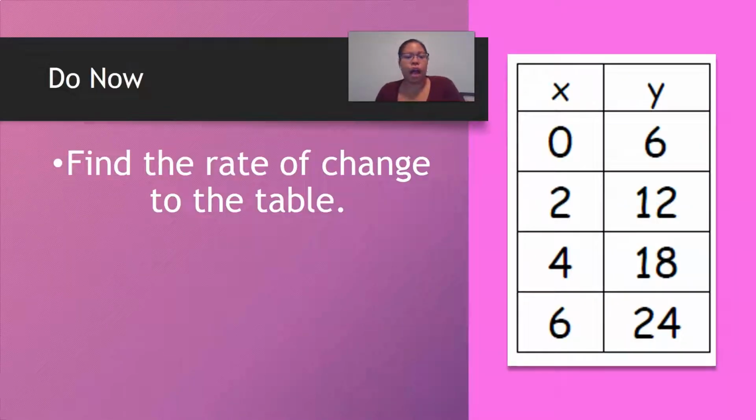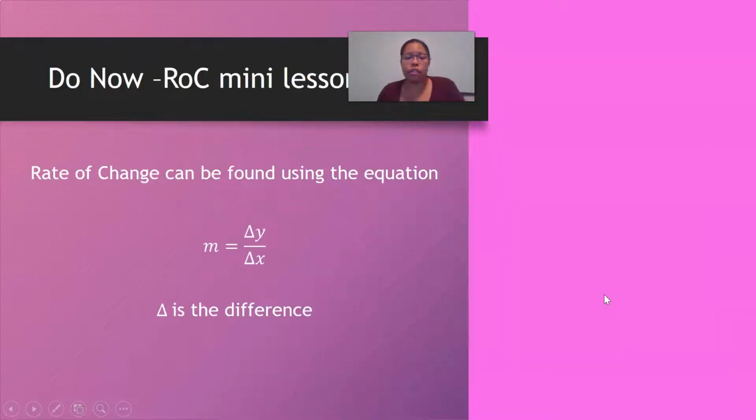For your do now, I want you to be able to find a rate of change from the table. We've been focused on rate of change, so in this lesson we're not going to be primarily looking at how to find a rate of change, but I do want to get that mind working. So looking at the table, can you find a rate of change? Remember, rate of change is the difference of y over the difference of x, where the triangle right here means the differences.